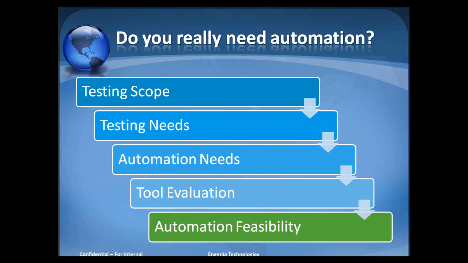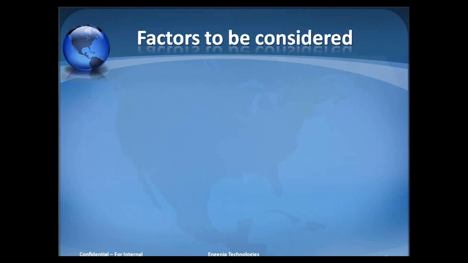This will result in listing the requirements that can be automated. Also, based on the nature of the requirements, the automation feasibility needs to be identified, and this is a very important step. So once we have a clear idea on what we need to automate, we can go towards the factors that need to be considered for doing our automation.